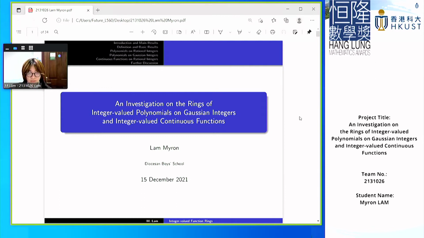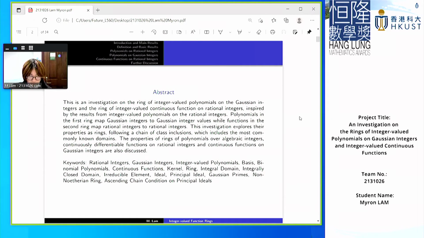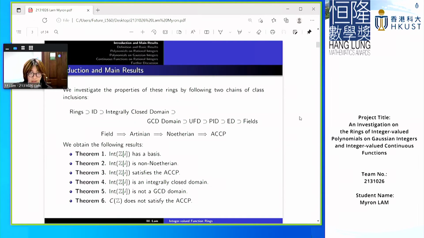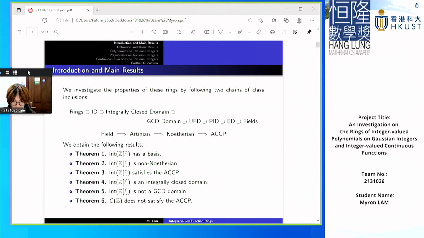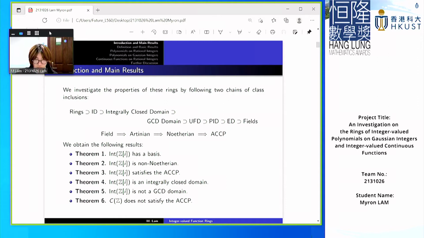My research topic is an investigation on the ranks of integer-valued polynomials on Gaussian integers and integer-valued continuous functions. The abstract and keywords are presented on the slide. The aim of this investigation is to extend some results about integer-valued polynomials on rational integers to include the Gaussian integers and continuous functions. We follow two chains of class inclusions and obtain the results shown on the slide.